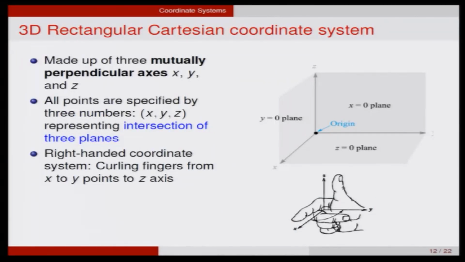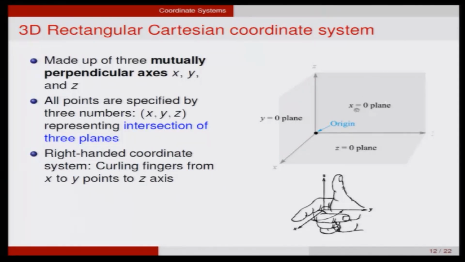Now, in a 3-dimensional coordinate system, you are looking at the intersection of mutually perpendicular axes which form 3 planes. What is this plane? Now look at this x is equal to 0 plane. I have 3 mutually perpendicular axes. That means that axis x will be perpendicular to axis y, which will be perpendicular to axis z. Of course, axis z is perpendicular to axis x.